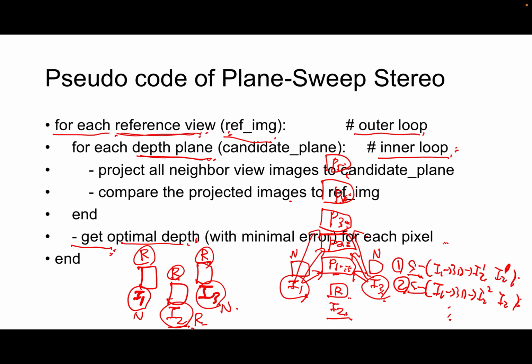If the distance between the reprojected image and the reference image is small, then we can conclude that the depth value of that point is correct. If the distance between the reprojected one and the original one is large, then we can conclude that the depth value of that point is wrong. We need to try another depth plane.